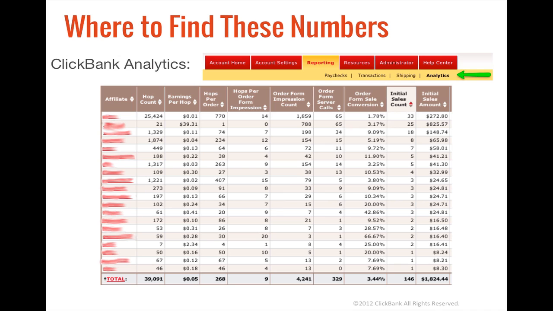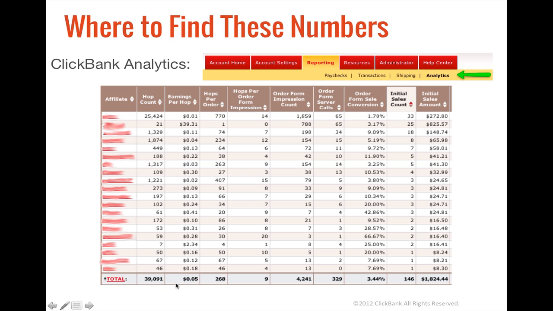The place where you can find these numbers to start working with, and this is for all parts of the funnel, is in your ClickBank Analytics. You can get there by going to the Reporting tab once you're logged in to your ClickBank account, and then clicking on the Analytics sub-menu item. That'll take you to a page where you can see, as a vendor, all the affiliates that are driving traffic to you, how many hops they've driven, and what their earnings per hop is. Then you can look at this number here, order form impression count, which is that second stage of the process. And finally, the initial sales count, which is going to be that final stage, the orders.